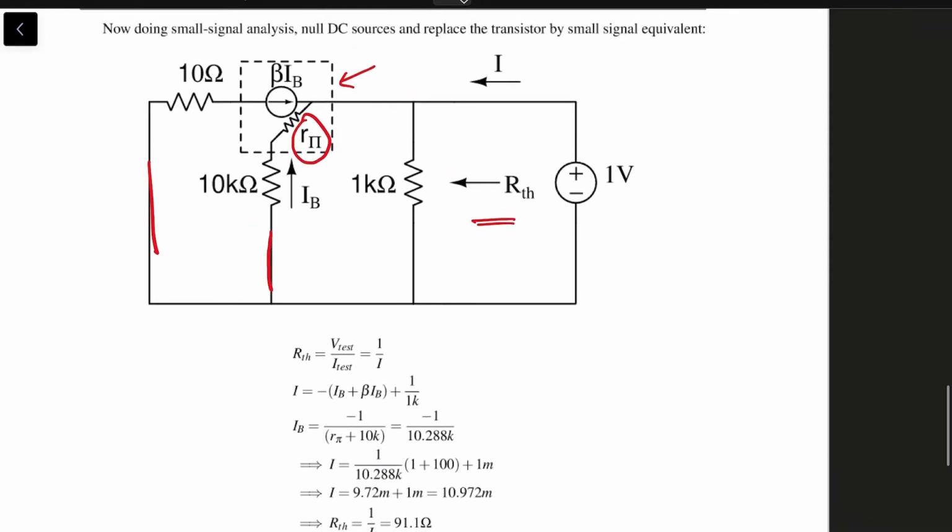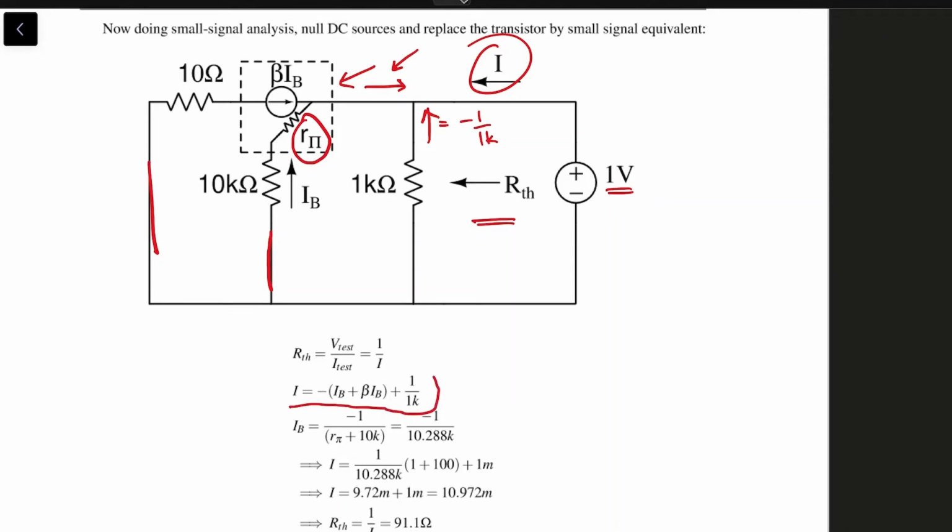Now RTH is V test by I test. I have given a 1 volt test, so it's simply 1 by the input current. Now I can be given as minus of this plus this by the KCL, right? This is equal to minus 1 by 1K, because the voltage across here is 1 volt, that's applied, right? And this is IB plus beta IB, that is base current plus collector current.